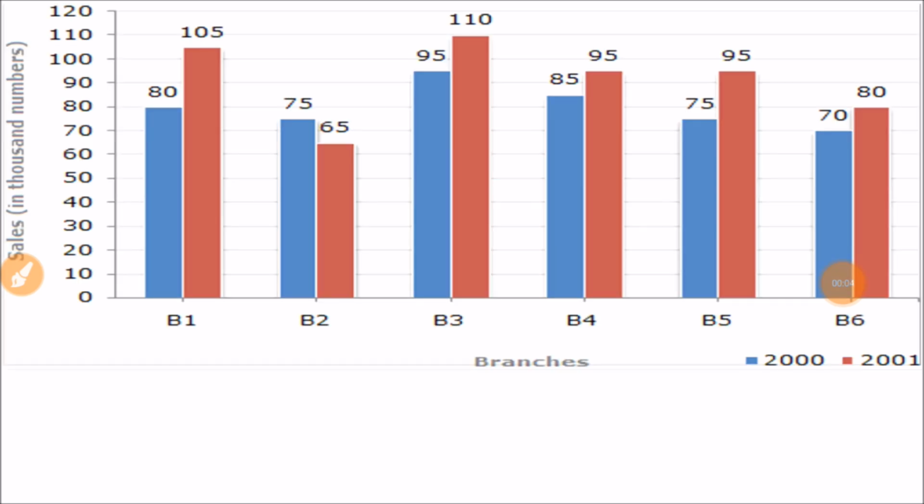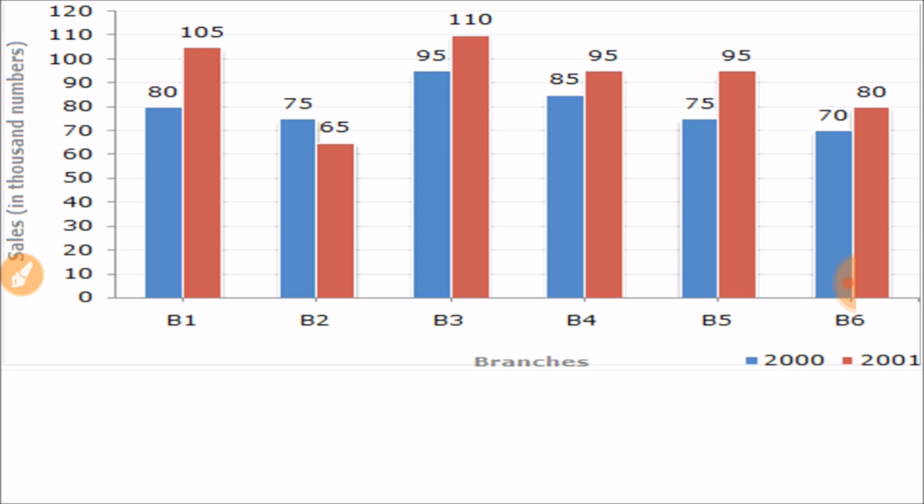We are now talking about data interpretation, and we are taking a bar graph into consideration. Bar graph means the values are represented using bars. As you can see here, there are two color bars. One bar is for 2000, which is blue in color, and the red bar is for 2001. B1, B2, B3, B4, B5, B6 are represented in these figures, right?